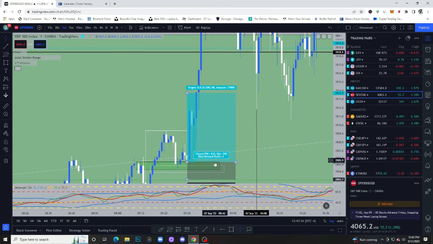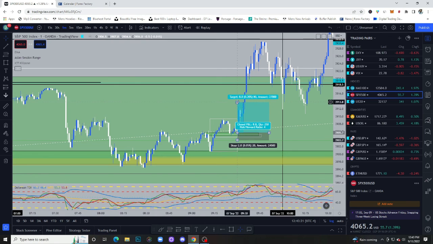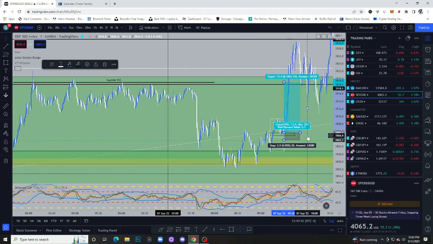Come here, you see we're already at a 1 to 4, and we would have been targeting the high of this 15-minute. Remember, we've been targeting the buy side liquidity right here first. If that's the case, target this right here. You see we're at a 1 to 6 risk to reward ratio, almost a 1 to 7. Beautiful execution, beautiful price action right here.